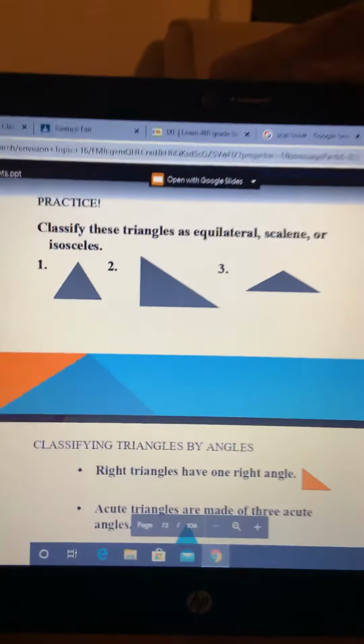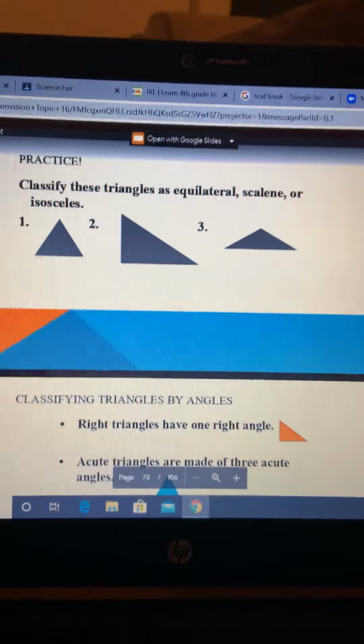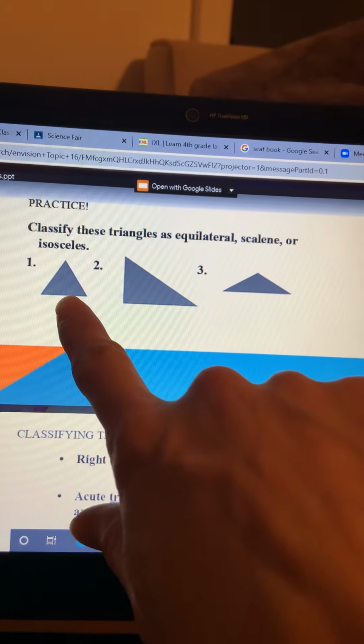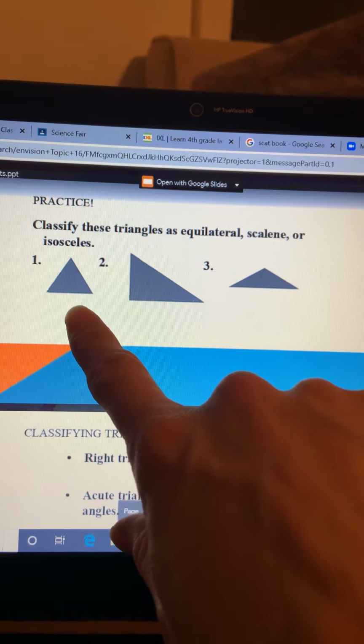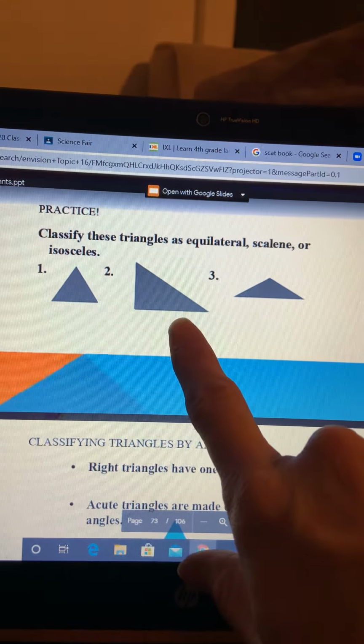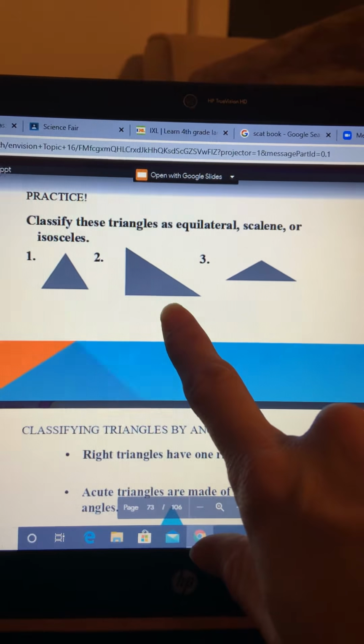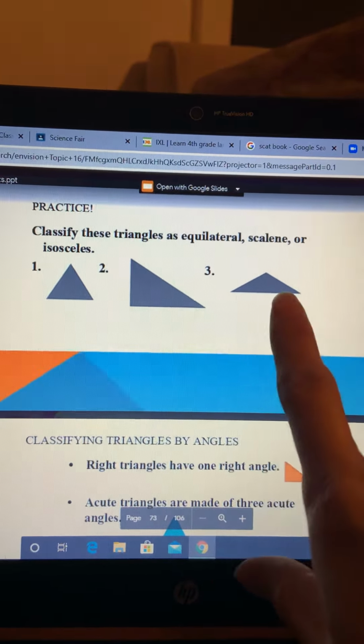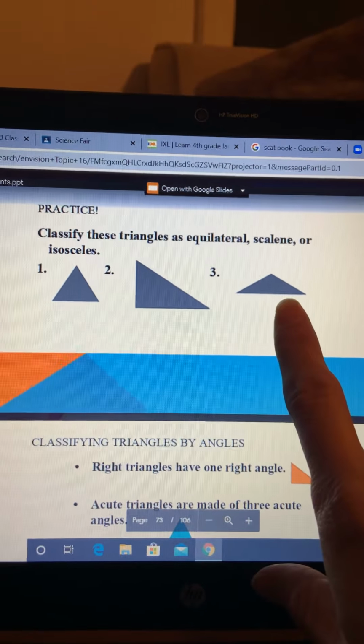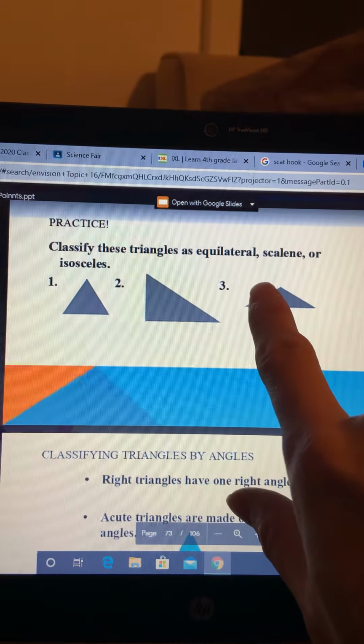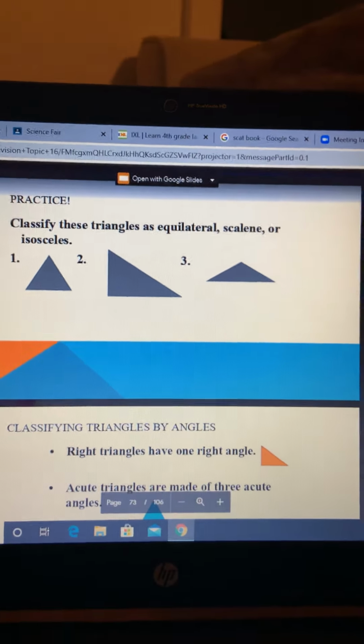So we're going to practice classifying these ones. Let's see. First we have this one, and this one would be equilateral. Then we have this one. This one would be scalene. Then we have that one, and this one would be isosceles because this side and that side are the exact same length.